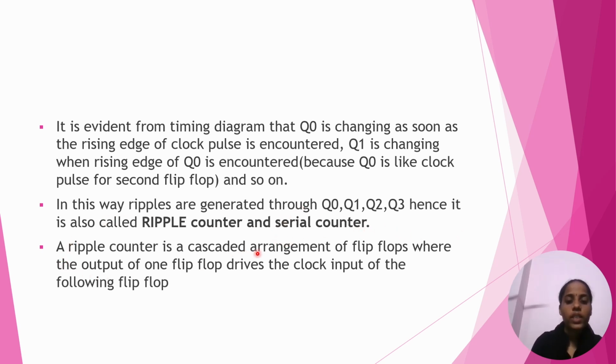A ripple counter is a cascaded arrangement of flip-flops where the output of one flip-flop drives the clock input of the following flip-flop. That means the output is connected to the next flip-flop's clock pulse. That's why it is called a cascade arrangement.